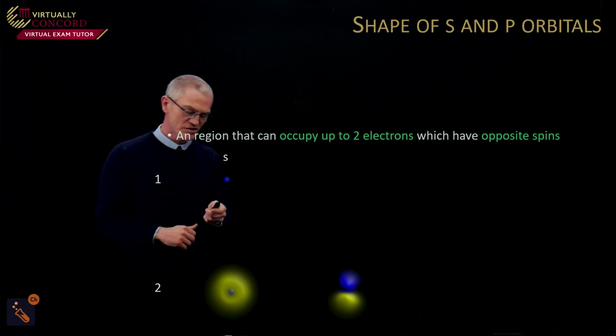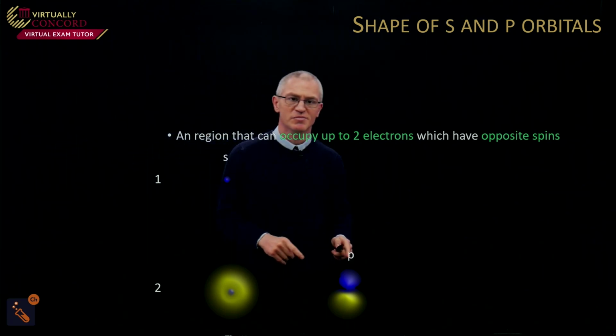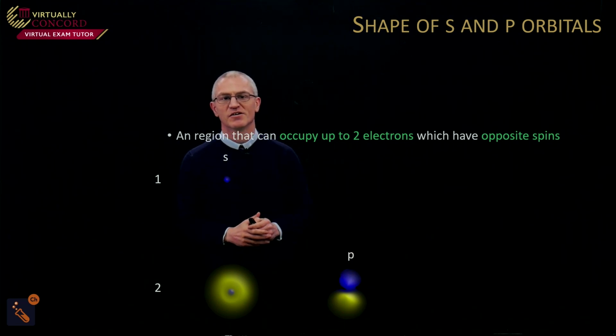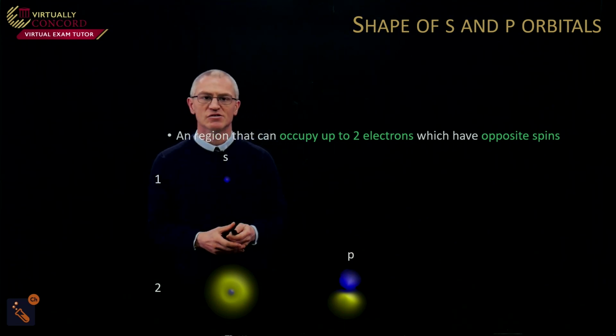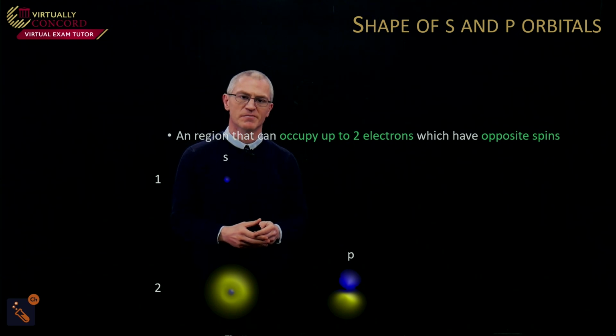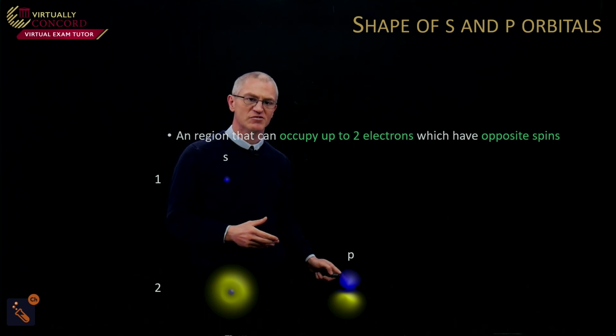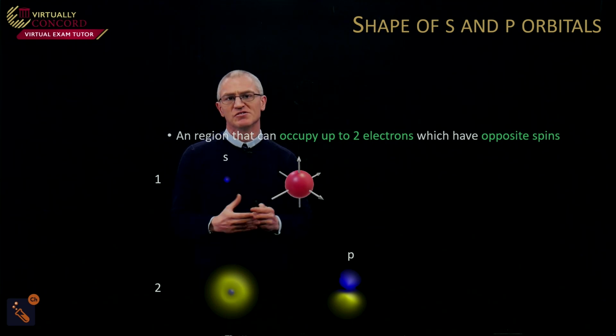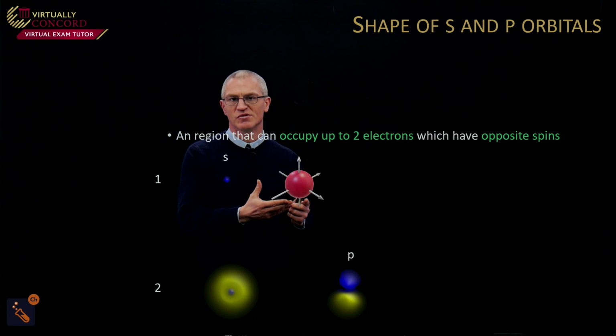And then we look at the p. The p looks a bit like a figure of 8. And so they simplify that down to a dumbbell kind of shape. And that means the couple of electrons are in there somewhere in those 2 lobes, in those 2 ends. Now, if we want to do the right thing for the exam, we just need to be able to draw them and we need to be able to name them.